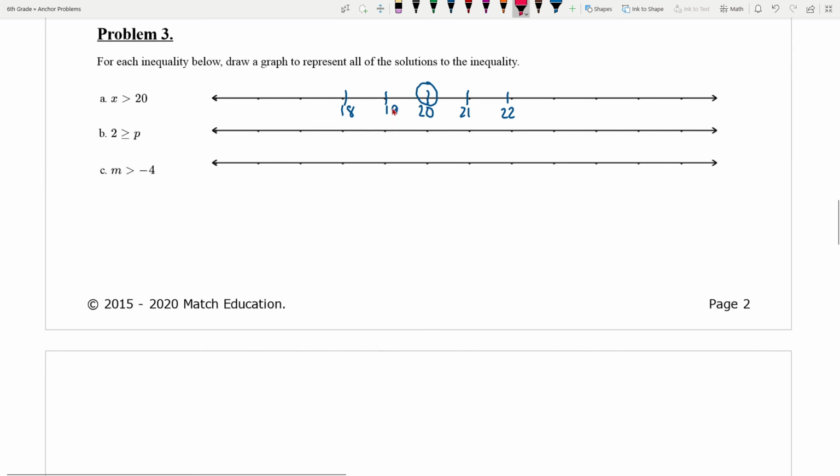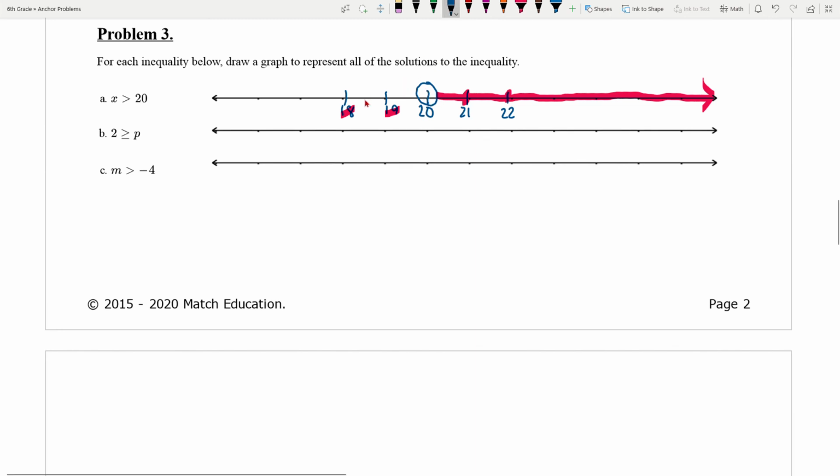Is 19 greater than 20? No. Is 18 greater than 20? No. Is 21 greater than 20? Yes. Is 22 greater than 20? Yes. And so this number line is being shaded towards the right, in the direction where the inequality is true for all of the values. Do we shade the circle? Is 20 greater than 20? No. So it's going to stay an open circle.